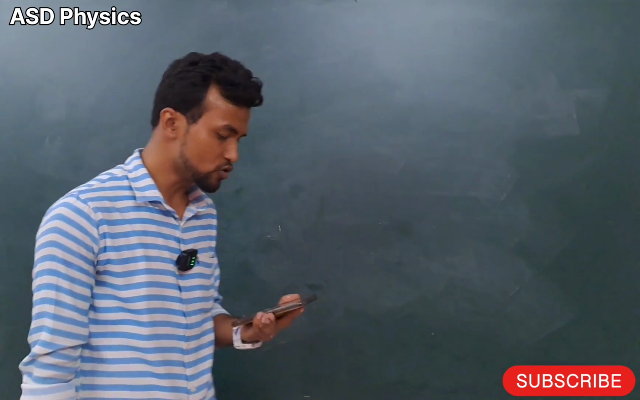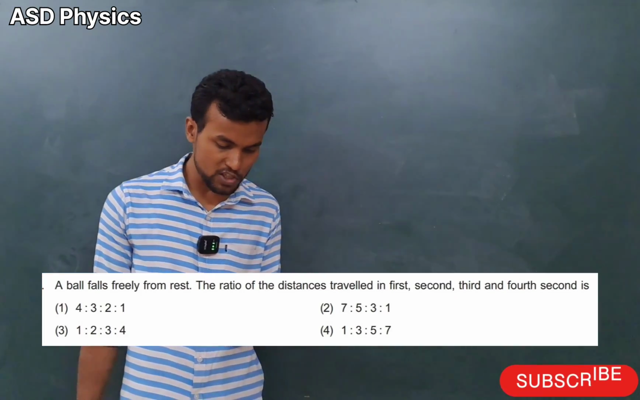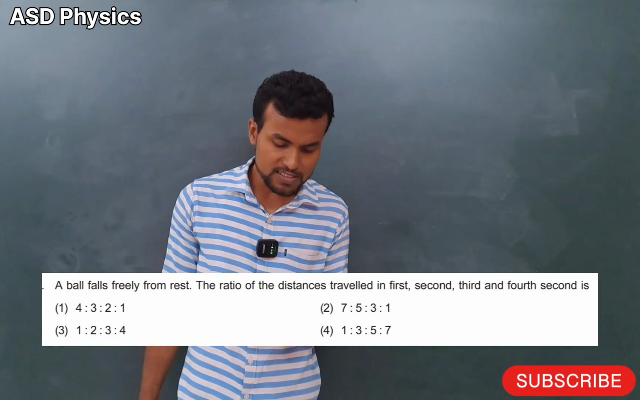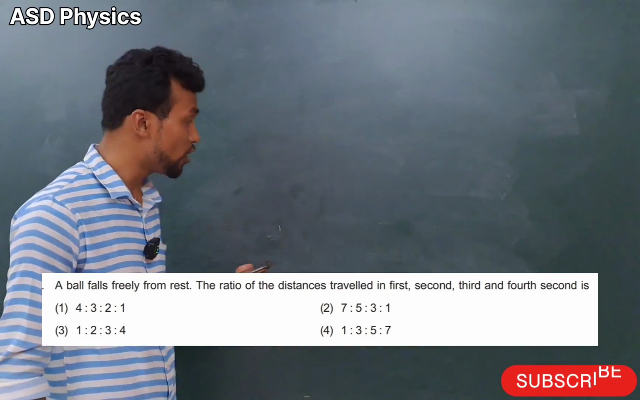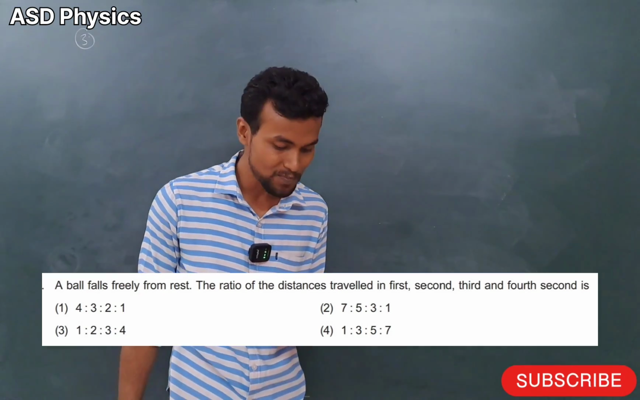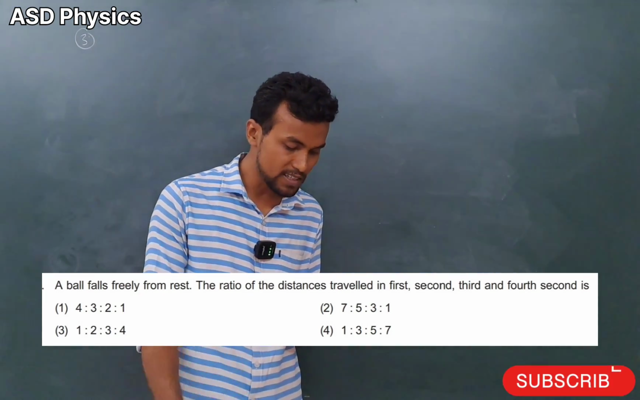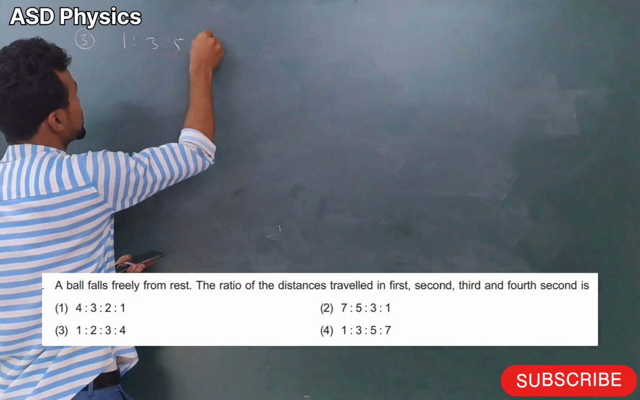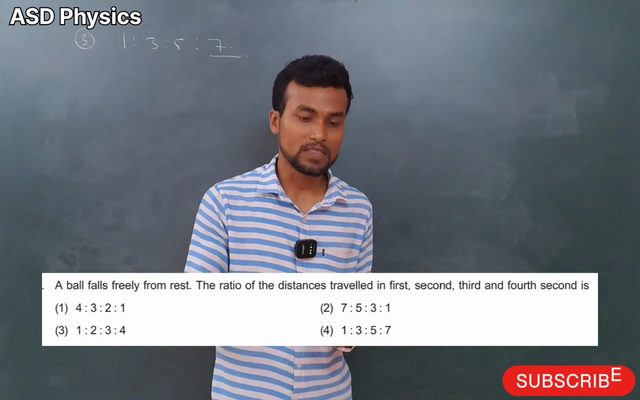So my dear students, the next question is very easy. See, a ball falls freely from rest. The ratio of the distance traveled in the first, second, third and fourth second is how much? Directly we can use Galileo's law of odd numbers. Which option is correct here? Yes, very easy, odd numbers. So the option is Option D, 1:3:5:7. This is the answer. Nothing else to do. Directly all the conditions of Galileo's law of odd numbers are valid there.